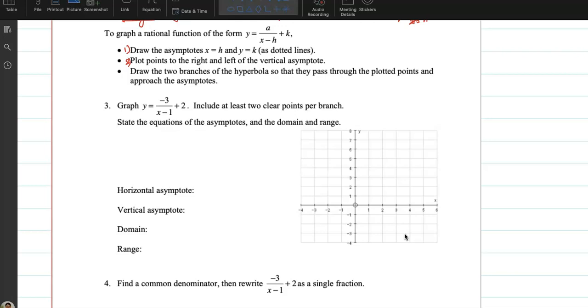So first, draw the asymptotes. What's your vertical asymptote? x = 1. So at x = 1 we have the vertical asymptote. Then for the horizontal asymptote, you do plus 2, so y = 2.